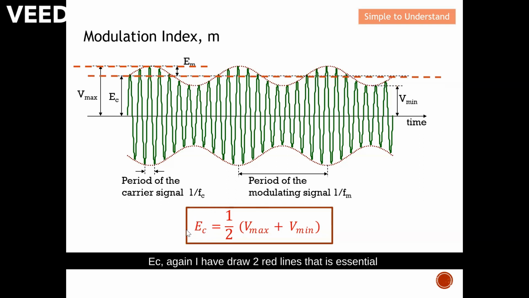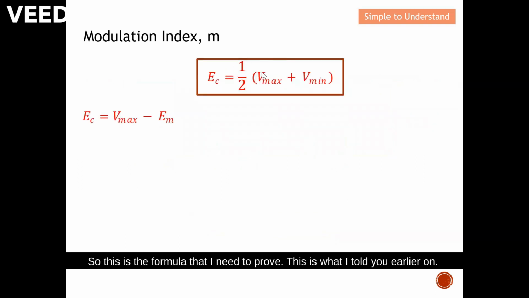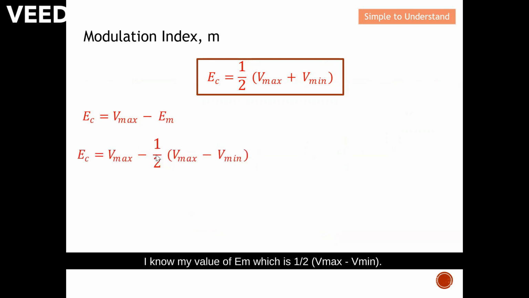EC: again, I have drawn 2 red lines that are essential for us to do the analysis on this diagram. Now I need to find EC. Take a look over here. If I use Vmax minus EM, I will get EC, correct? So this is how I'm going to approach it. EC is equal to Vmax minus EM. This is the formula that I need to prove, as I told you earlier. I know my value of EM, which is half of Vmax minus Vmin. So from here, I have Vmax minus half of Vmax minus Vmin.